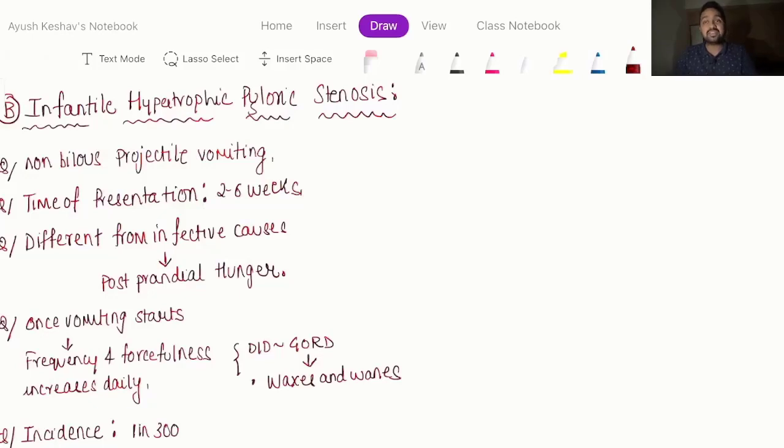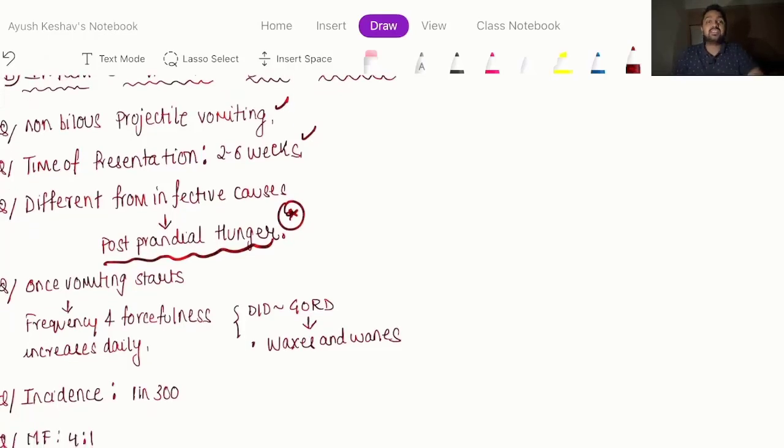Patients with infantile hypertrophic pyloric stenosis will present with non-bilious vomiting, usually at 2 to 6 weeks. They are different from infective causes, as postprandial hunger is one of the most common things seen in infantile hypertrophic pyloric stenosis. And once vomiting starts, the frequency and forcefulness increase daily. In GORD, which is a differential diagnosis, you will find that the vomiting waxes and wanes.